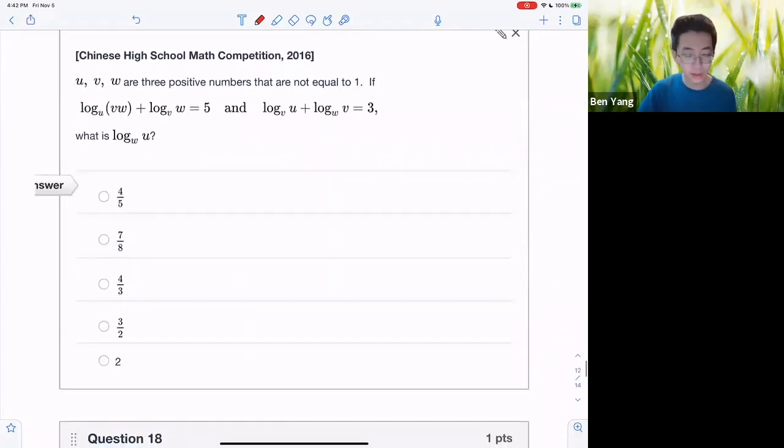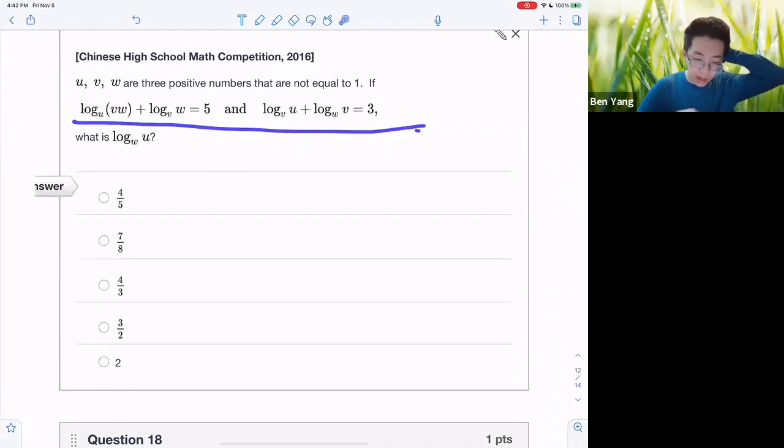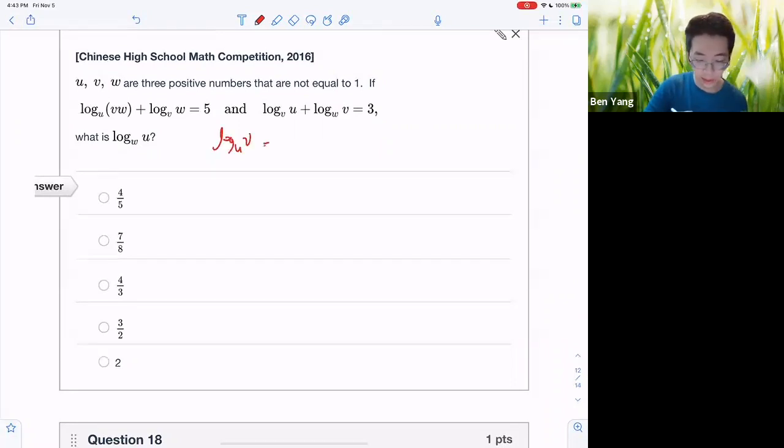U, V, W are three positive numbers that are not equal to 1. If we have the following two equations, then what's the value of log W of U? Okay, so to make it simpler, let's do some change of variables. Let's do log U of V is X, log V of W is Y, and log W of U is Z.